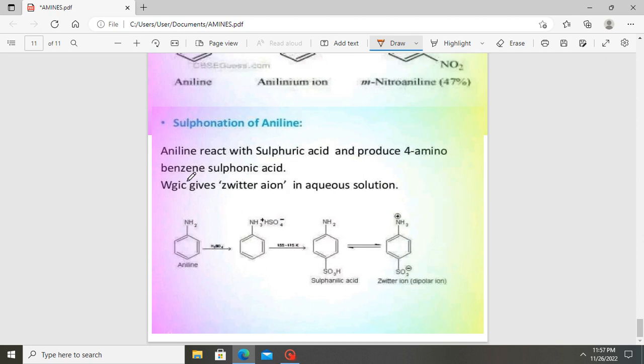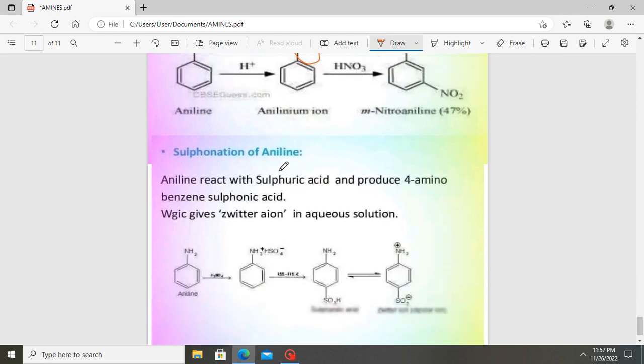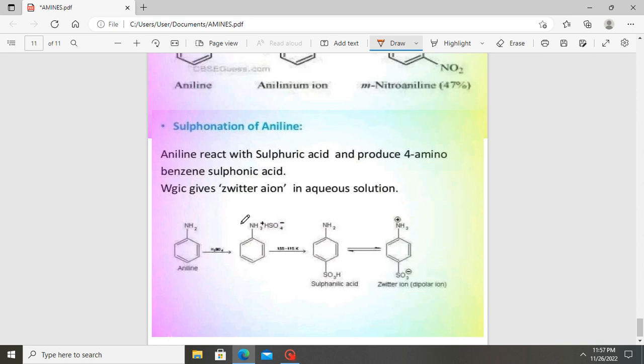When reacted with sulfuric acid, which is more of a sulfonation reaction, it is very surprising that it directs at the para position because it gives what we call a zwitterion in an aqueous solution. Here, this zwitterion still directs at the para position. It is not an anilinium ion as seen in nitration, but a zwitterion, which is more of a para director, hence allows the sulfonation at the para position.